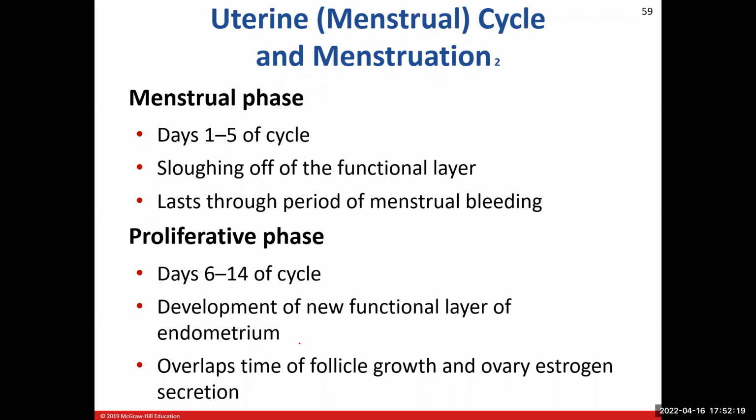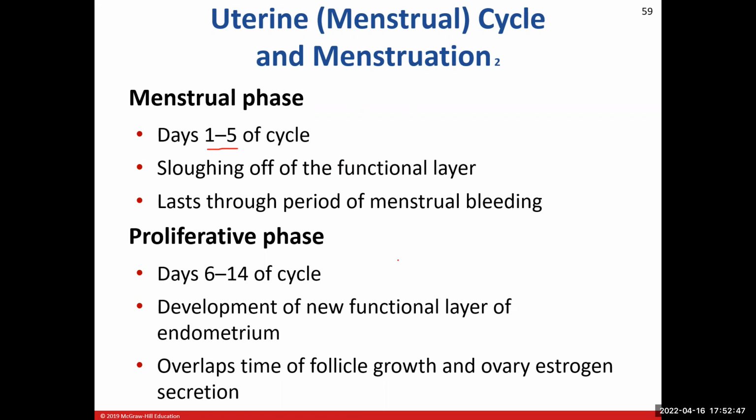So the menstrual phase, this is the first part of our cycle, 1 to 5 days of the cycle. This is when we get rid of the old functional layer. There was no fertilization, there was no implantation. Okay, so we get rid of that functional layer, we slough it off, right? And so that is going to be that 1 to 5 days where you'll hear people say, quote unquote, they're bleeding.